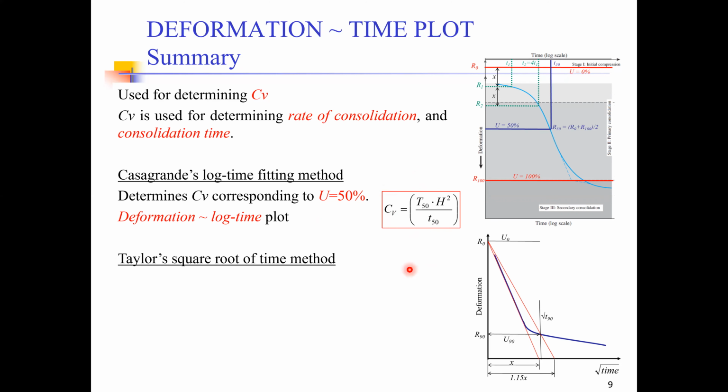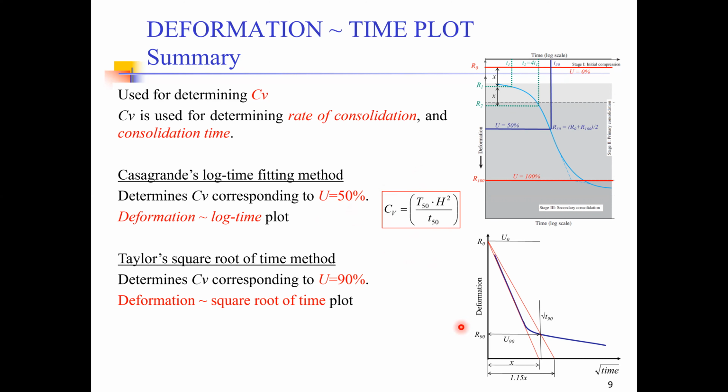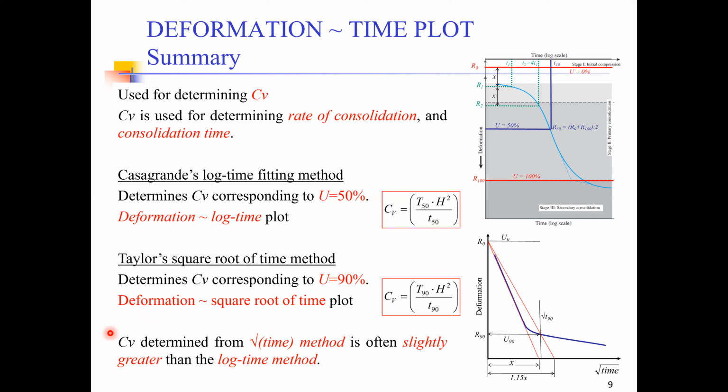When we are using Taylor's square root of time method, instead of 50% consolidation, we use 90% consolidation. And the graph that we need to plot is the deformation versus square root of time graph. And obviously, the equation also changes from 50% consolidation to the corresponding parameters for 90% consolidation. And lastly, just a quick tip for you: the CV that we determine by using Taylor's square root of time method generally gives a slightly higher value compared to Casagrande's log time method. So this value might be a little conservative to be used in the design.